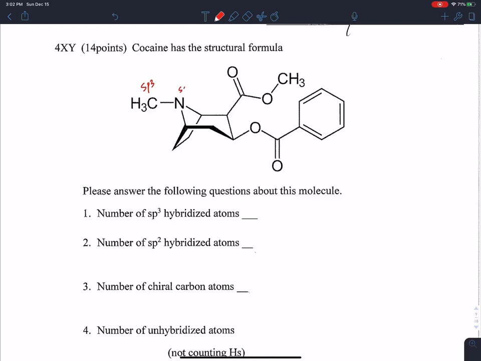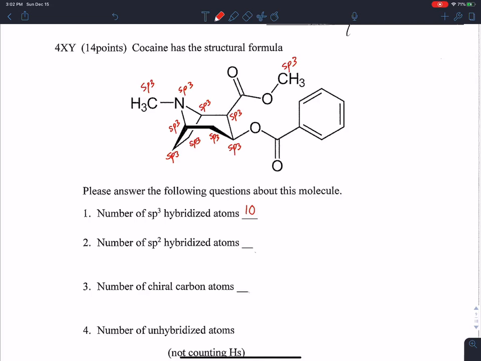So this is sp3. That's 1. This is sp3, sp3, sp3, sp3, sp3. This one's sp3. This one's sp3. This is sp2. You have to know this has resonance, so this one's actually sp2 also. The oxygens are both sp2 because they have resonance. So those ones don't count. And this one is sp3. And I think that's it. So I have 1, 2, 3, 4, 5, 6, 7, 8, 9, 10. So I get 10. Cool.